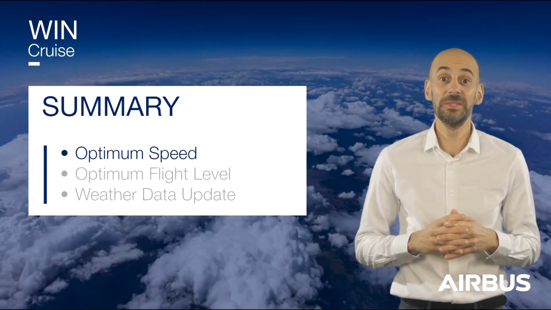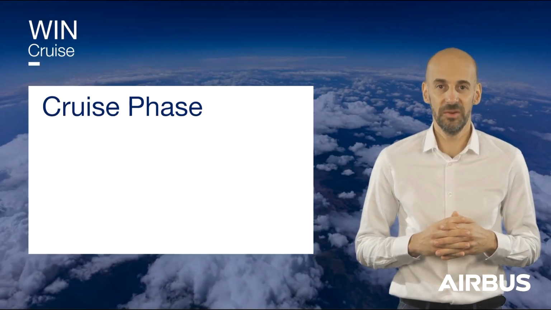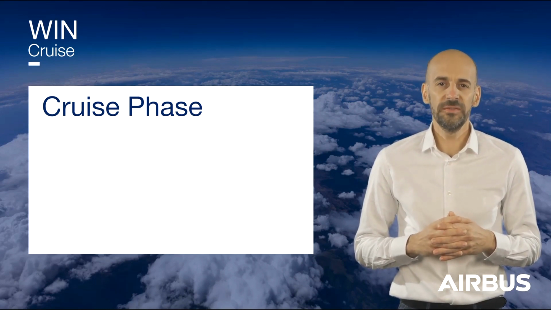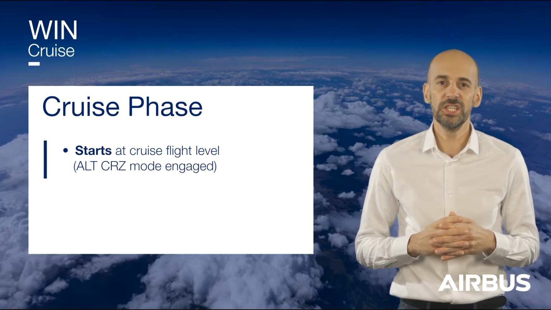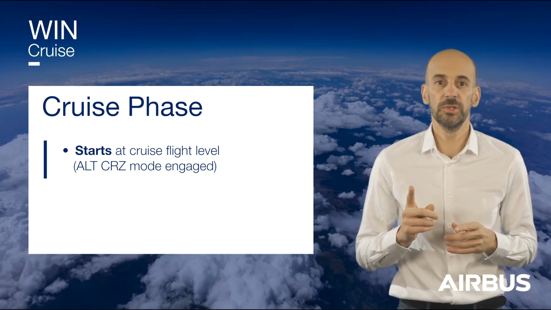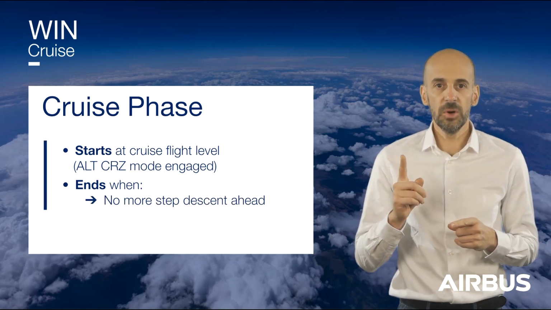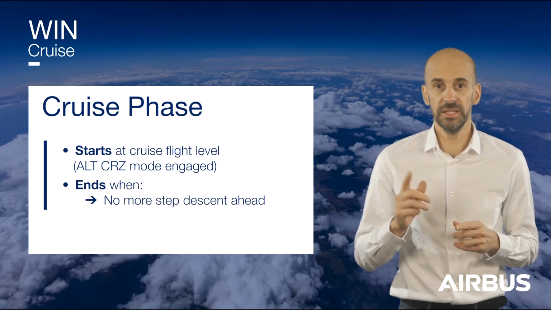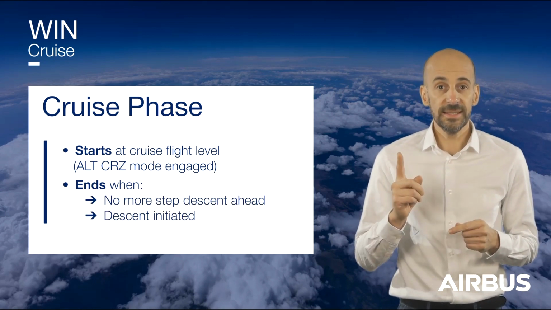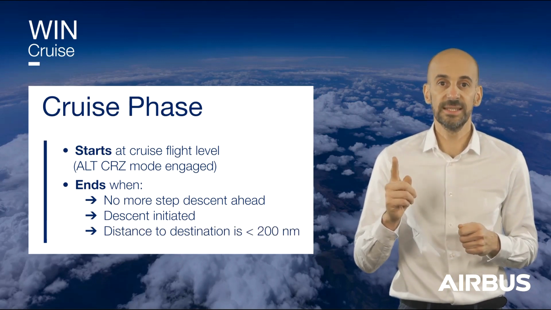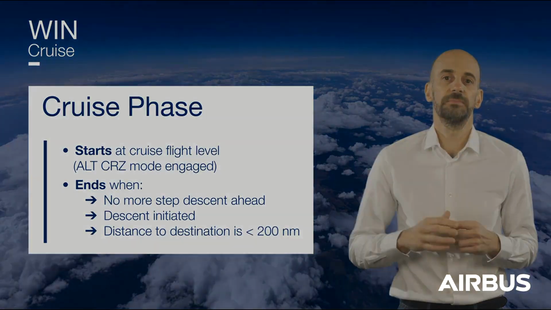Let's start with the optimum speed. Before getting into details, a short definition. The cruise phase starts when reaching the cruise flight level, ALT CRZ mode engages, and ends when there is no more steep descent ahead, if any. The descent is initiated when the distance to the destination is less than 200 nautical miles.